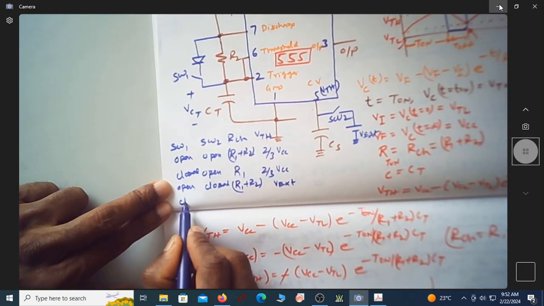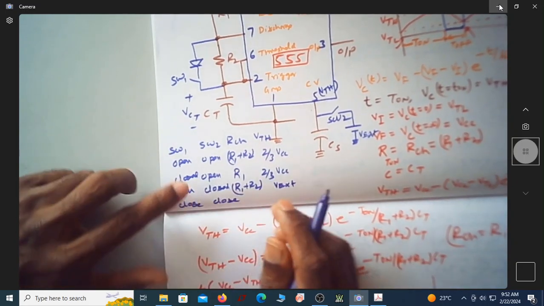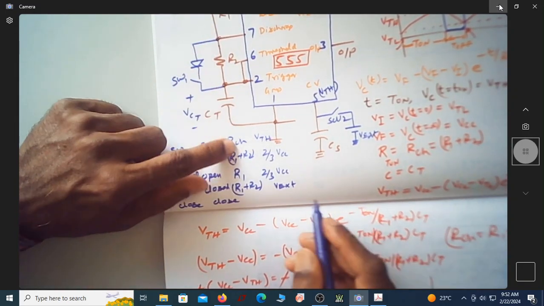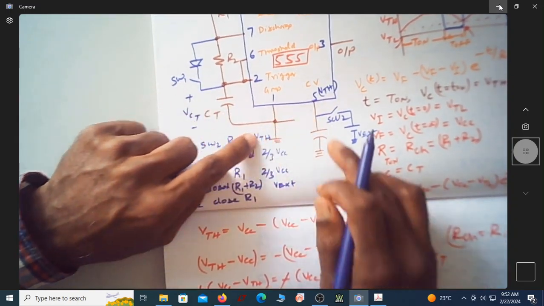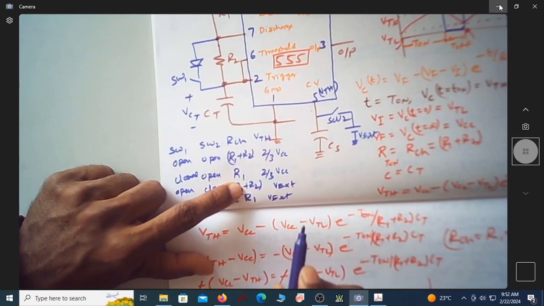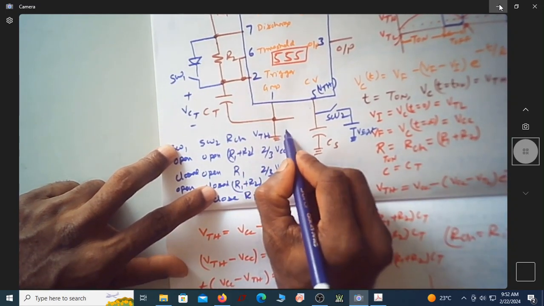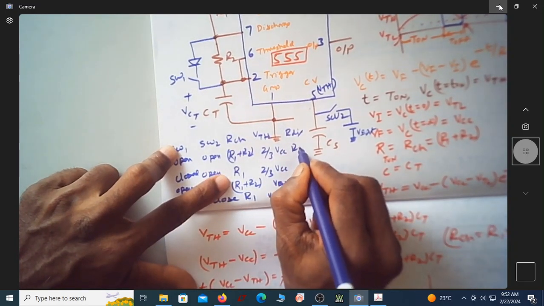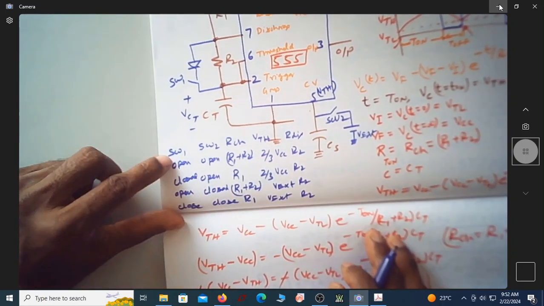Suppose I close both the switches. Is the charging resistance only R1? This is R1. How about your control voltage when you close this? Is it not V external? Suppose you write what is R discharge, is it always R2?